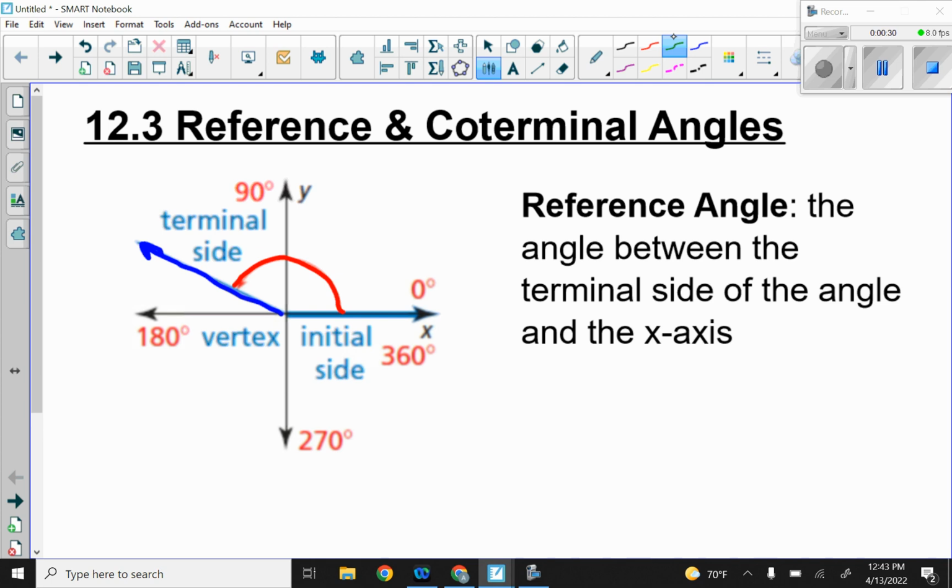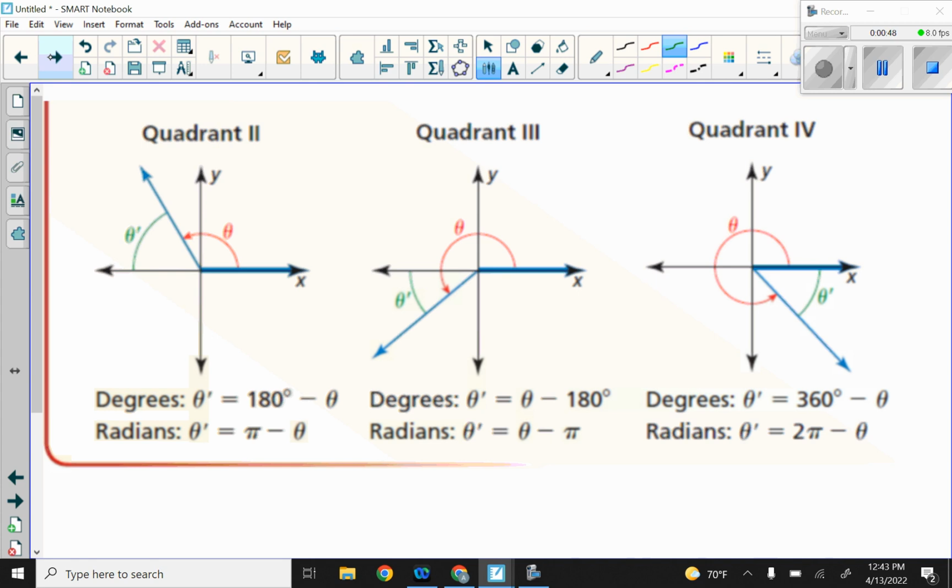Now, to find your reference angle, we go from that angle to the x-axis. And whatever that difference is there is our reference angle. So, here's how you can find your reference angle depending on what quadrant you're in. You'll notice quadrant 1 isn't here because the reference angle is always the angle you start with, unless it goes over 360 degrees. But for the most part, that's what we use.